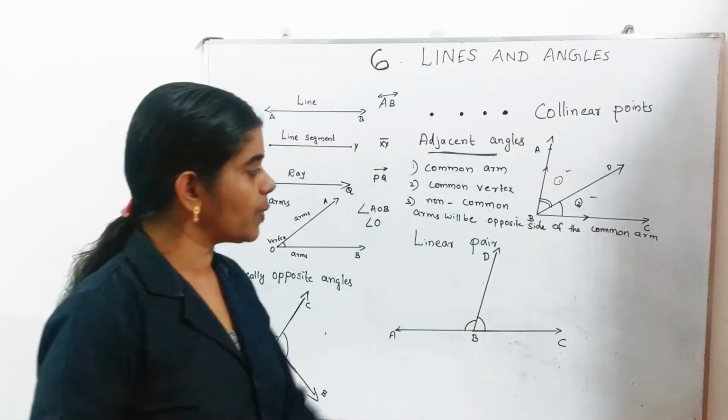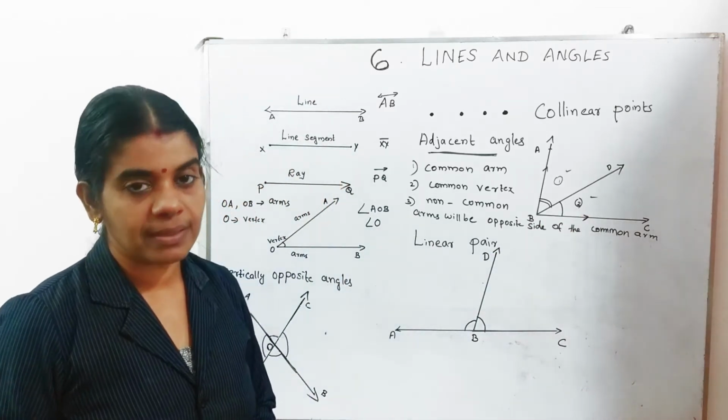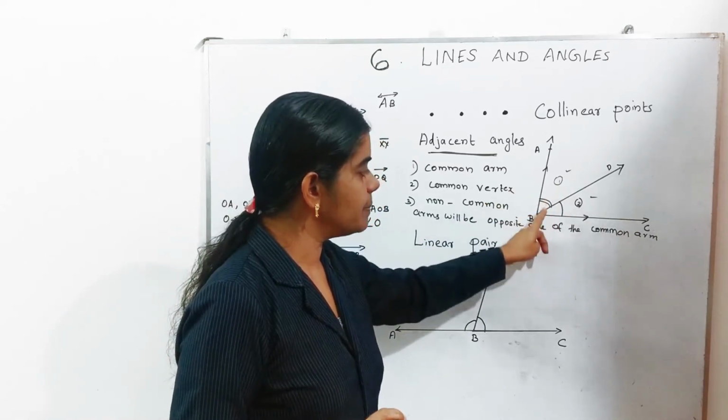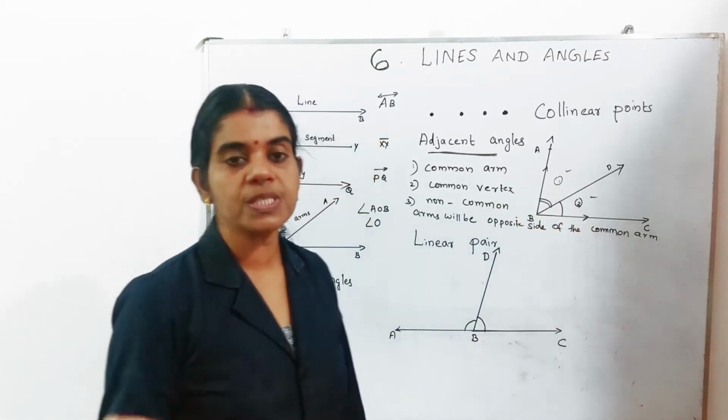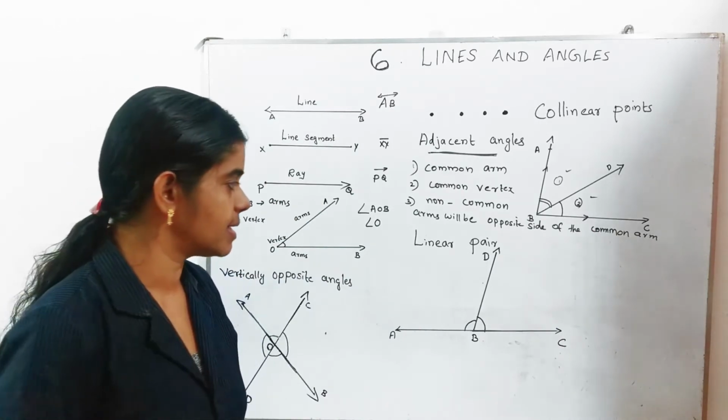Angle ABC equals angle ABD plus angle DBC. That means the common arm will be there, the common vertex will be there, and the non-common arms BA and BC will be on the opposite sides of the common arm. Then only you can form adjacent angles.